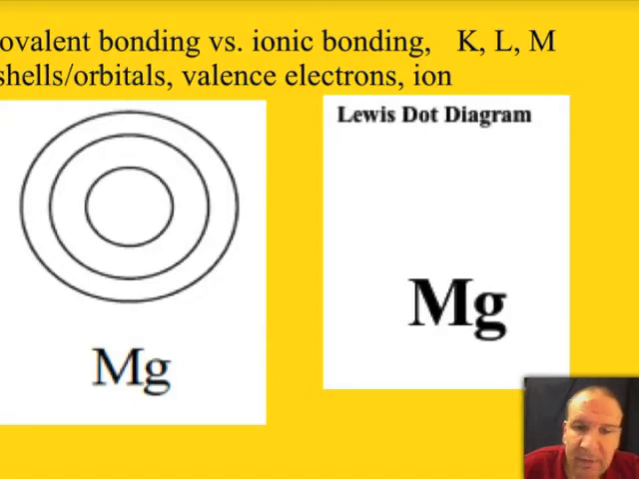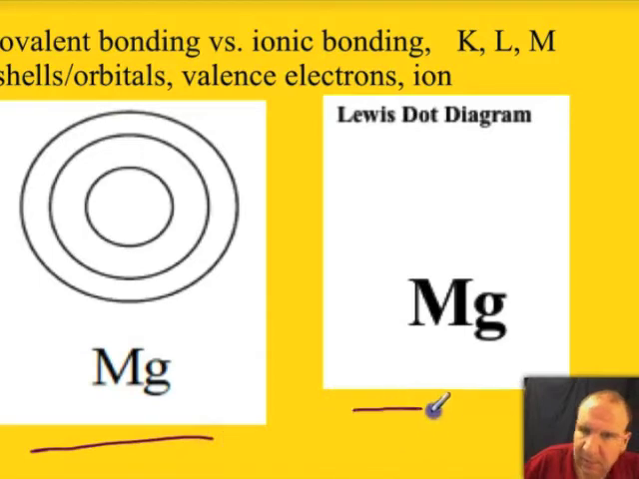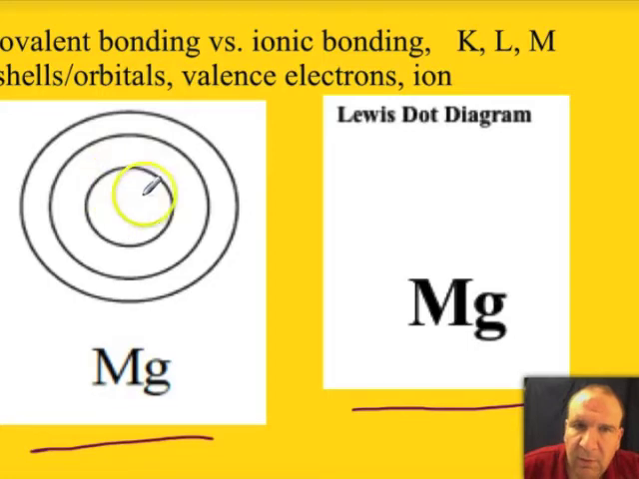Now, on this test, you're going to have to be able to create one of these, and you're going to have to be able to create one of these right here. Now, do you remember what this is called? This is called a Bohr model, and this is called a Lewis dot diagram. Now, in order to get the Lewis dot diagram, typically you have to do the Bohr model. You don't have to. There's a quick way, and we talked about that in the last review.